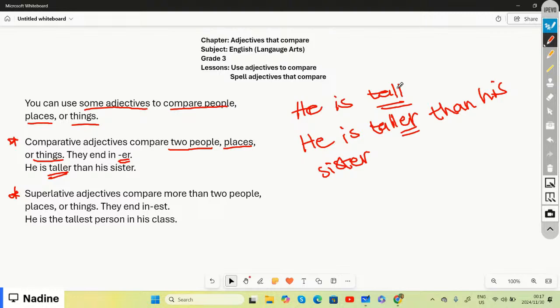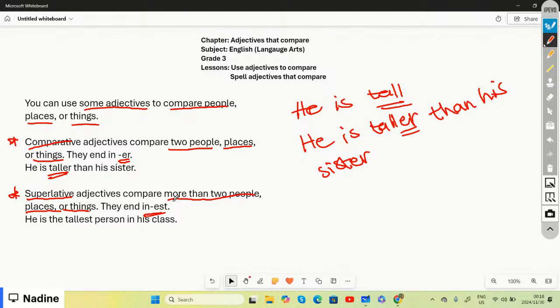So when it comes to comparative adjectives, we compare two people or two places or two things, and our adjective ends with ER. But if we have a superlative adjective, that was comparative, comparing two people. Now when we have a superlative adjective, we compare him to more than two people, more than two places or things, and they end in EST.